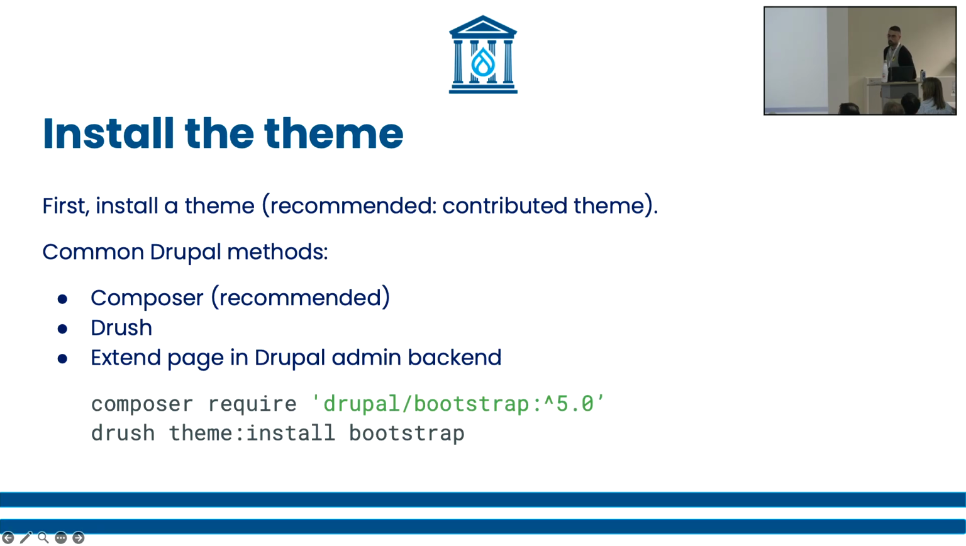So first of all, we need to install a theme. We recommend a contributed theme for the purpose of this talk. You can do it in a very classical Drupal way: download it with Composer, and then install it with Drush or the Extend page, the Drupal admin backend page. So composer require Bootstrap 5, and then drush theme:install bootstrap.